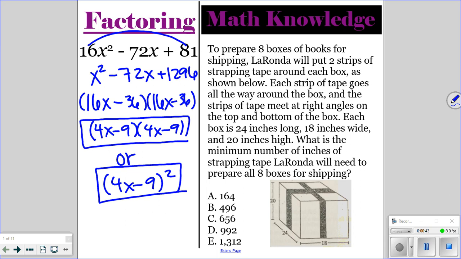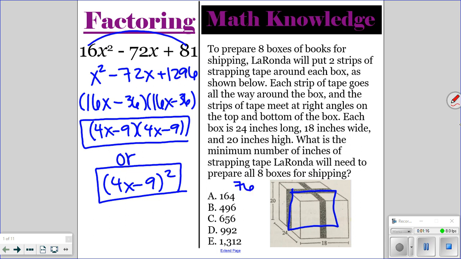For the math knowledge question, we want to know how much tape she needs to prepare all 8 boxes for shipping. So she's putting 2 strips completely around the box, one going this way and one going this way. So this first one has a length of 18 and then 20 and then 18 and 20. So if you add that up, you get a total of 76.